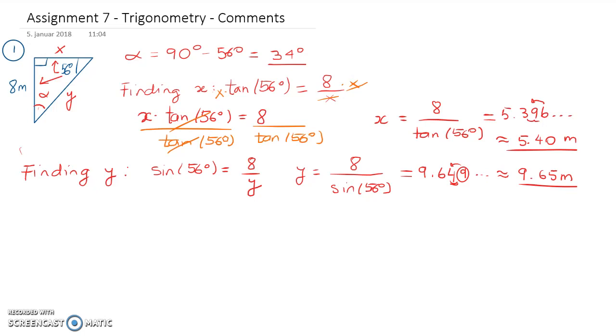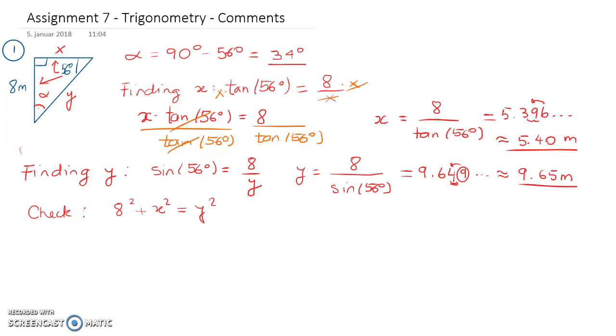We can use Pythagoras to check whether the sides are correct or not. We are just going to check with the approximations. So we could be off a little bit, but that's okay. We're just checking in general. So we'd like to see if it's true that 8 squared plus x squared is the same as y squared, because y is the hypotenuse here.